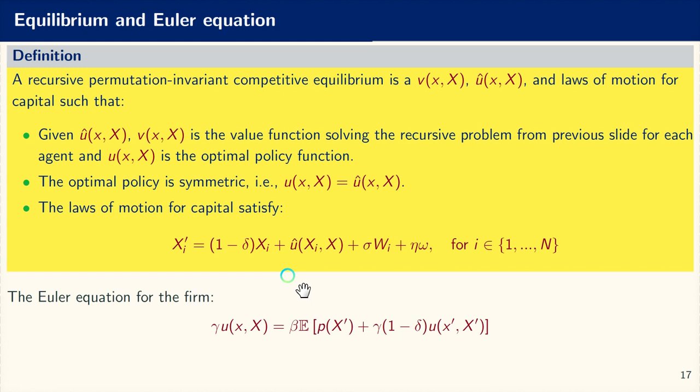The Euler equation for the firm will just equate the rate of return of investment tomorrow with the cost today. The cost today is given by the adjustment cost, the left-hand side over here, and the return tomorrow will be what we get in extra production and what you get in changing the amount of capital tomorrow after depreciation. This Euler equation will be helpful later when we actually solve the model. That's the only reason I'm presenting it over here.